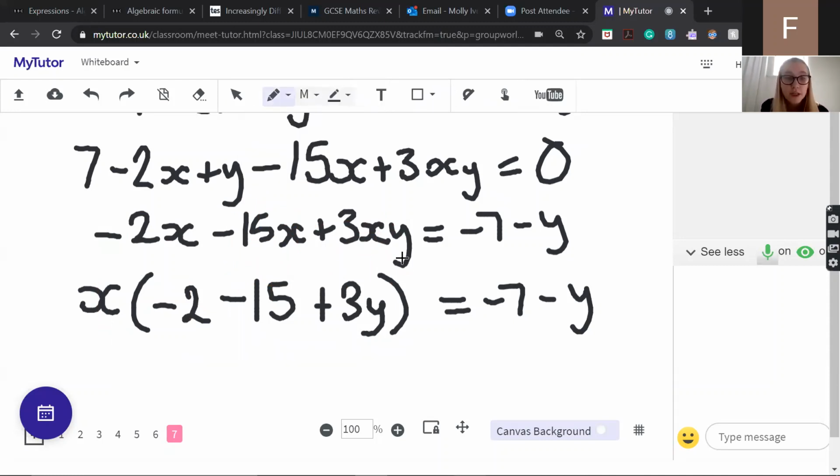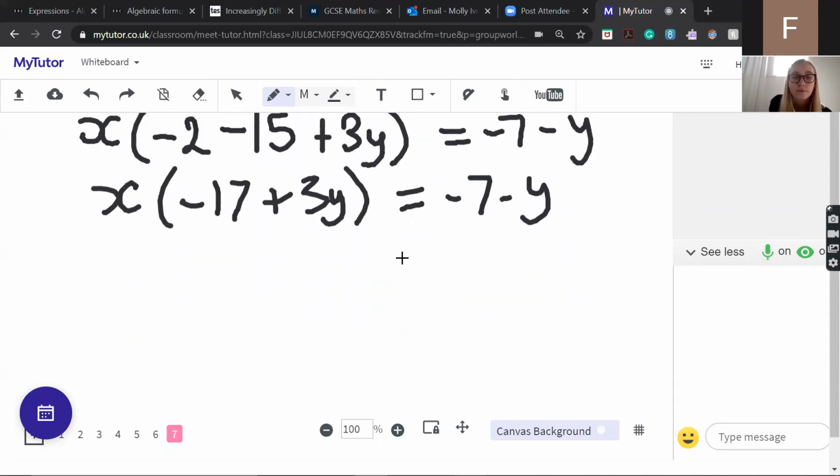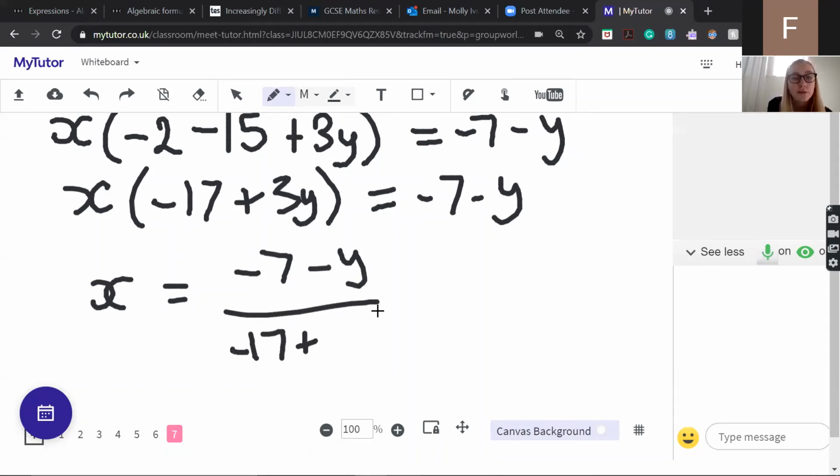Similarly to before, we've actually got a minus 2 minus 15 now, so we can make this a bit nicer for ourselves by combining those to make it minus 17. Then we're going to, I guess, the final step, but I will show you, I've got time to show you the bit with fractions again. So x equals minus 7 minus y over minus 17 plus 3y. So that is our solution.